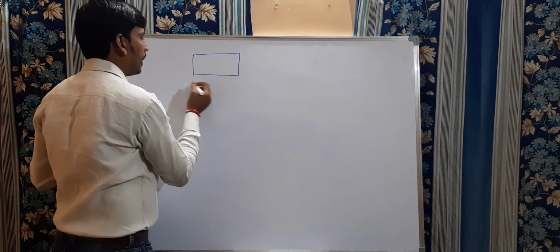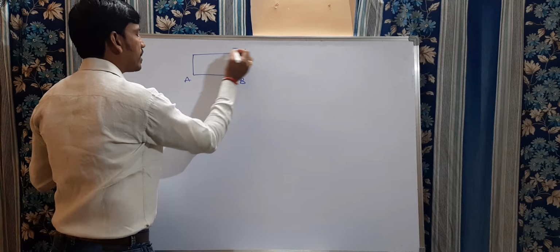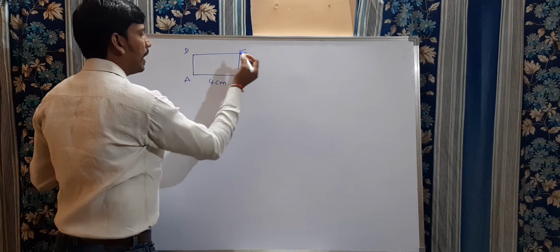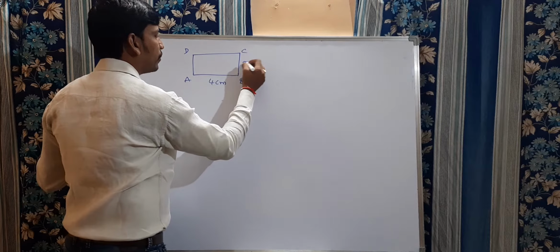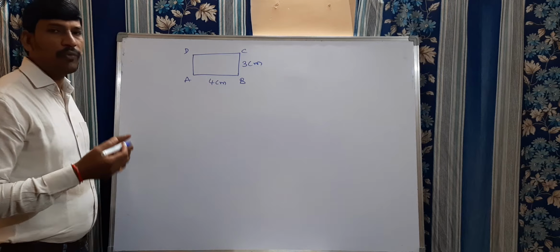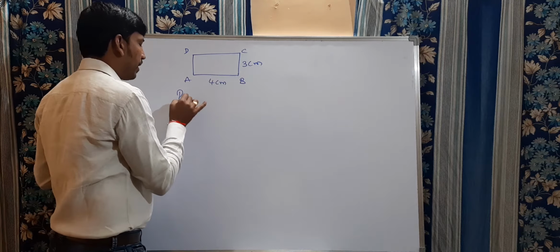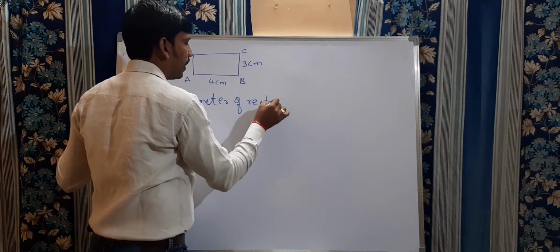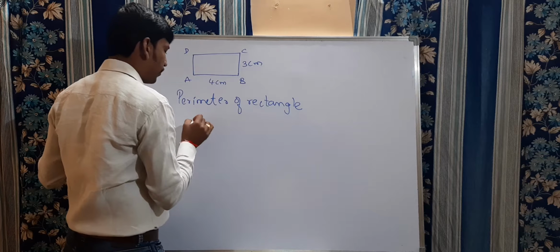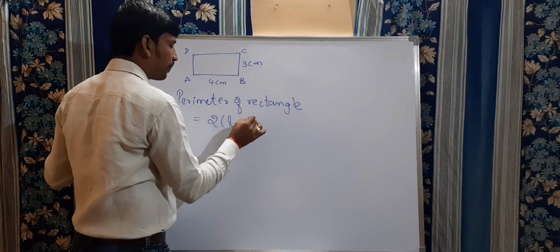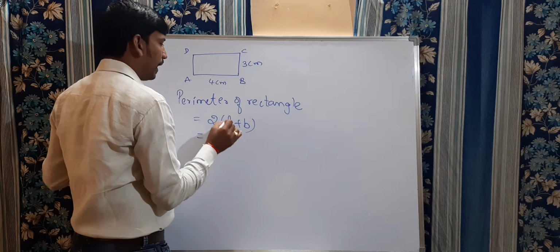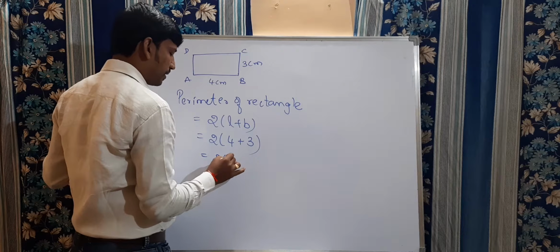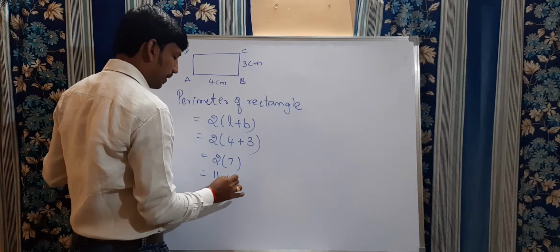Here is a rectangle ABCD, right? In this ABCD, the length AB is 4 centimeters, and the breadth BC is 3 centimeters. Now how to find the perimeter of the rectangle? You know the formula: perimeter of rectangle is equal to 2 times (L plus B). That is 2 into (4 plus 3), which is 2 into 7, that is 14 centimeters.